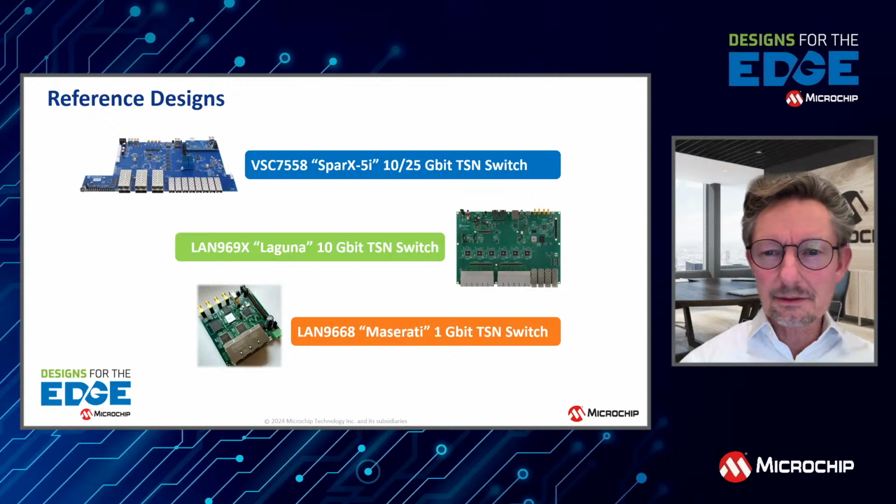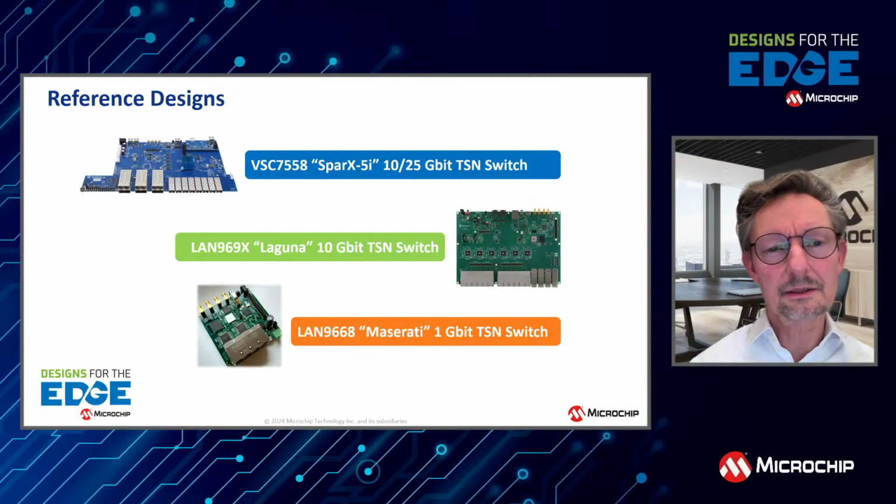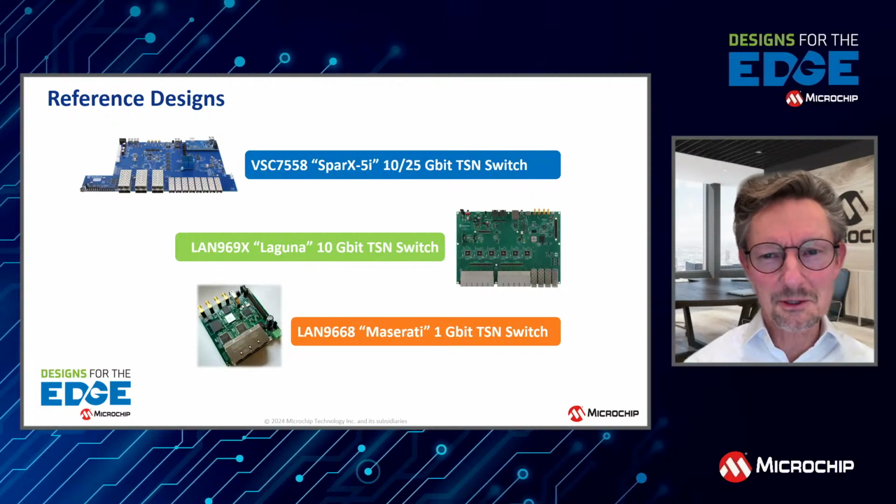This last slide is just to show we have different kinds of evaluation boards that relate to our reference designs. At the top we have the VSC 7558. This is the superset of our Fox 5 switch engine, and then we have the Laguna. This is our newest industrial switch, which we found can also be utilized for many other areas than industrial. This is the LAN 969X, because there are three versions. There are actually nine versions, but let's not go into details.